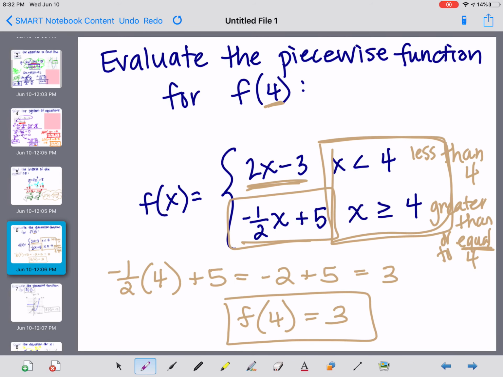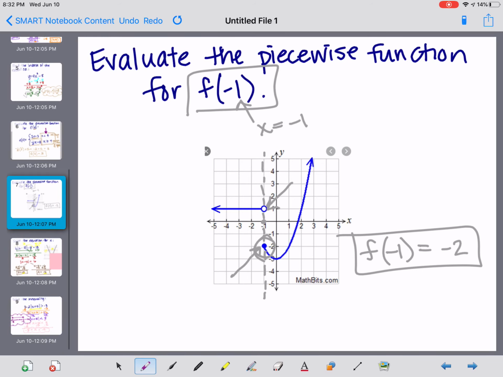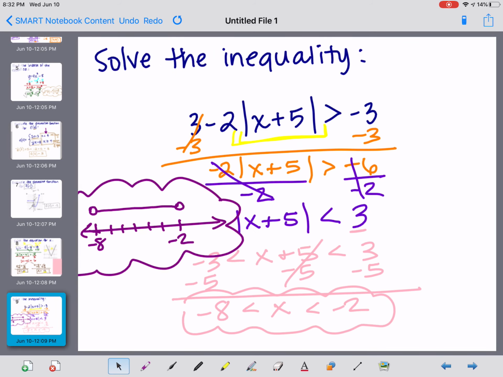Piecewise equations, you need to know which piece you are going to plug it into. So look at your domains over here. Okay, look at your domains, find the right piece and plug it in. Same thing for graphs. Find the right piece to use and take that value. Solving the absolute value equation, so get the absolute value by itself first and solve. And then same thing for inequalities.